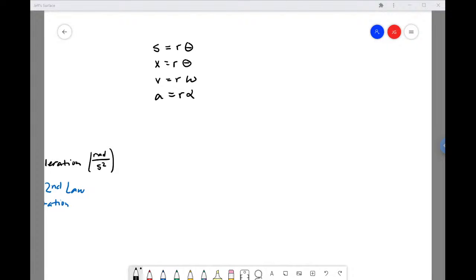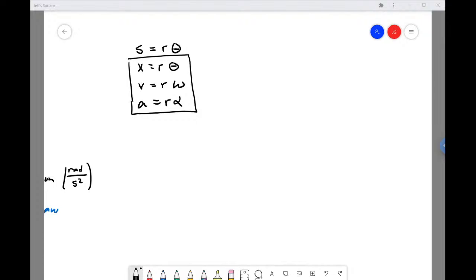So maybe I'll erase the deltas for now. But what I'm trying to tell you is that anytime you find a kinematic equation where there's an x, you can substitute in r theta. Anytime there's a v, you could substitute r omega. Anytime there's an a, you can substitute r alpha. So let's just look at one example. So here's one of your kinematic equations of motion.